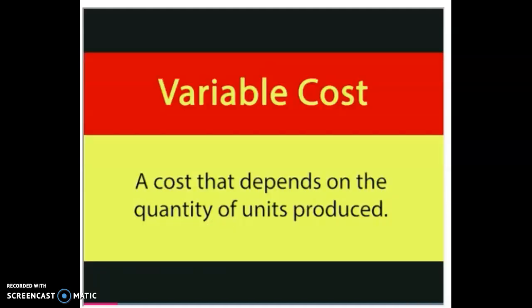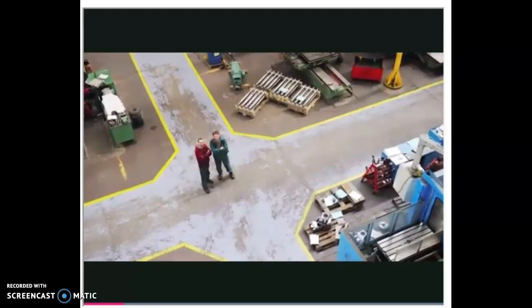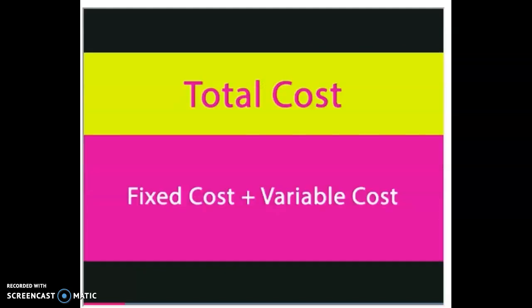A variable cost is a cost that does change as more units are made. When a firm increases its output, it spends more on things like labor and electricity. Total cost is variable cost plus fixed cost.